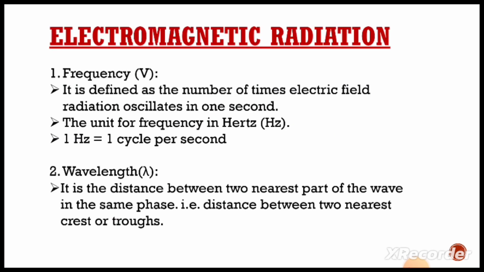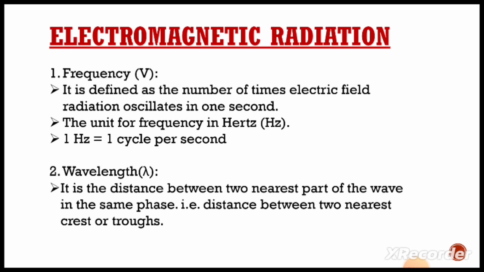Now I talk about electromagnetic radiation. Some terms are involved in electromagnetic radiation, like frequency and wavelength. So what is frequency? It is defined as the number of times the electric field oscillates in 1 second. The unit of frequency is hertz, so 1 hertz is equal to 1 cycle per second. Frequency is denoted by ν or mu.